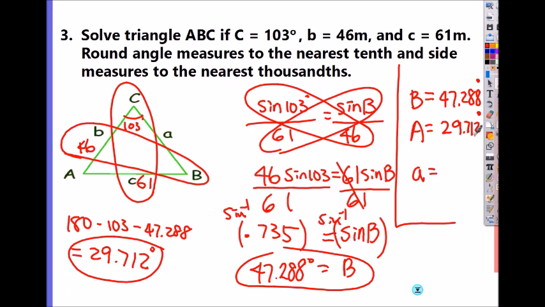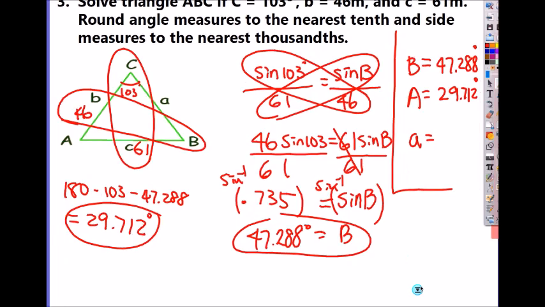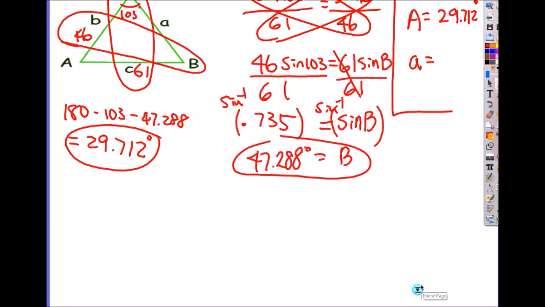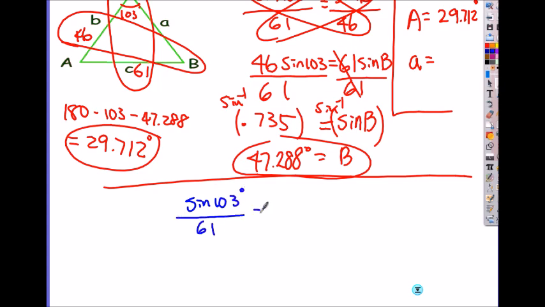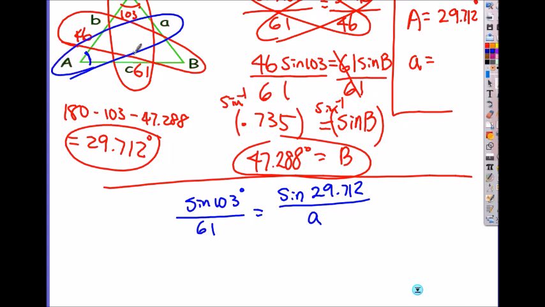Another ratio for law of sines, right? But again, stick with your original C's, okay? I mean, if you really trust yourself, you can use your new angle and new side. But if I were you, I'll just use what they gave us. So again, sine of 103 degrees over 61 equals now sine of our new angle A, 29.712, over A. Right? We got angle A, and you're looking for side A.